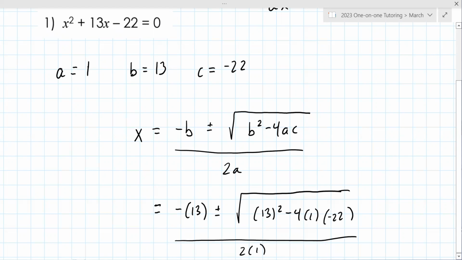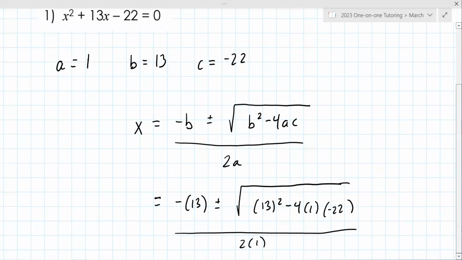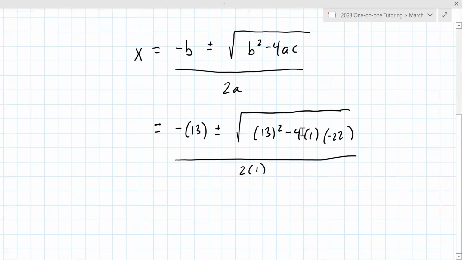Times 1. All right, so you said you had a calculator handy, is that right? I'd like you to calculate what's under the square root. That's the first place that there could be a potential issue. So go ahead and work that out. If you have questions, please ask.